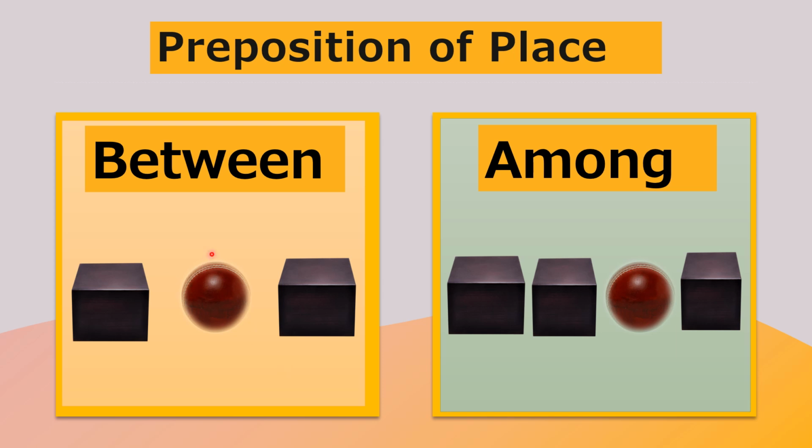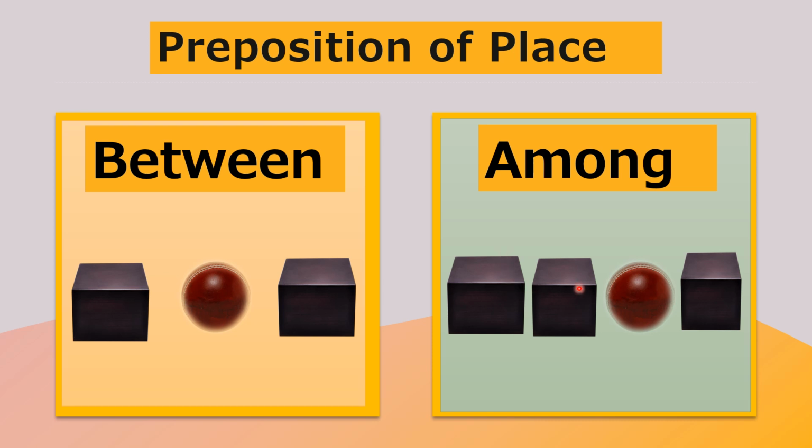Next we have between and among. Both of them are prepositions of place because these two also indicate the place of a particular object. As we can see here, for between, we have two boxes and the ball is kept in between the two. So when we are talking about the place of an object between two things, then we use the word between.